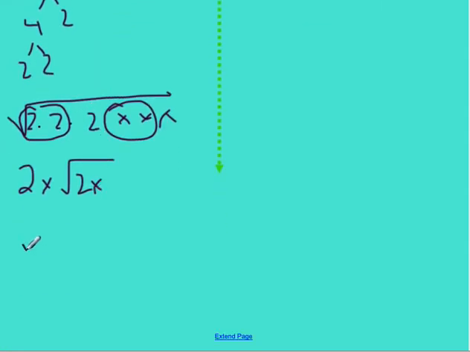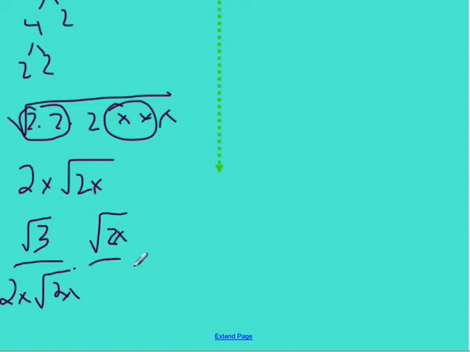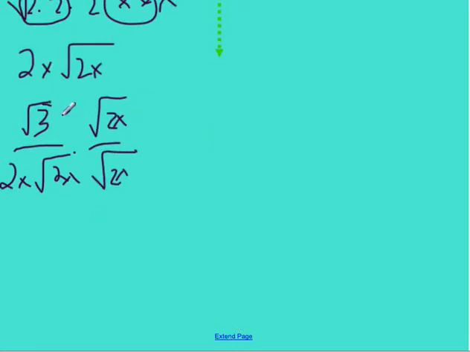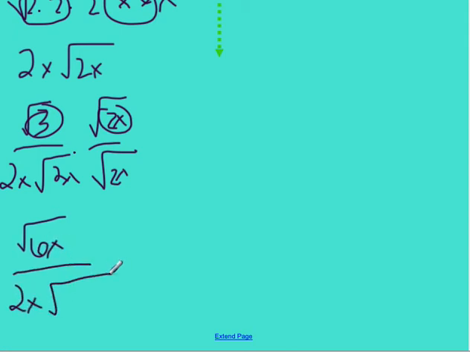So I'm going to have the square root of 3 divided by 2x times the square root of 2x. So now how can I fix that square root of 2x? I need to rationalize that. And notice that I'm only rationalizing the square root of 2x. So when I multiply that out, I'm taking 3 times 2x, which is the square root of 6x. Then on the bottom, I have 2x. And underneath the radical, I have 2x times 2x.